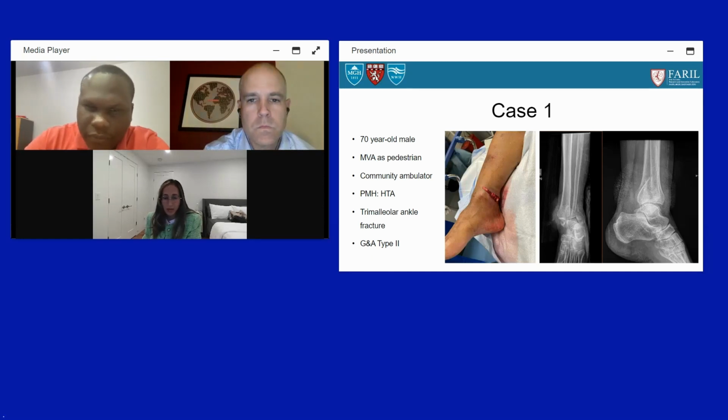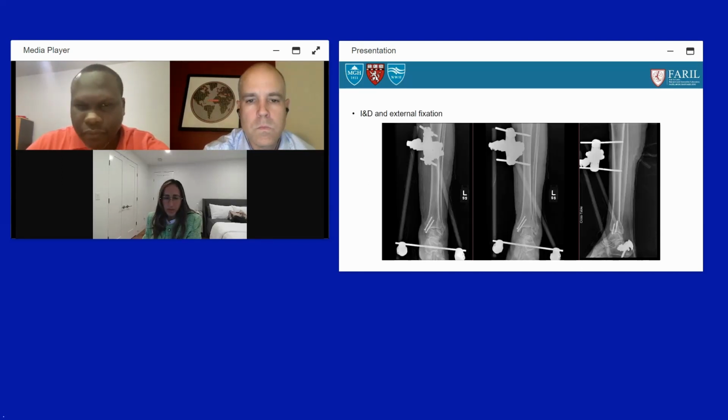As we can see here, we have a trimalleolar ankle fracture with a Gustilo and Anderson classification type 2. The wound was about 8 centimeters in length. The patient came to our institution and we took him to the OR. We did irrigation and debridement. Given that the wound was so close to the medial malleolus, we decided to do fixation of the medial malleolus. We were able to access the fracture through the laceration, and what we did was hold the reduction and pin with 2 cannulated screws and put on the X-fix.